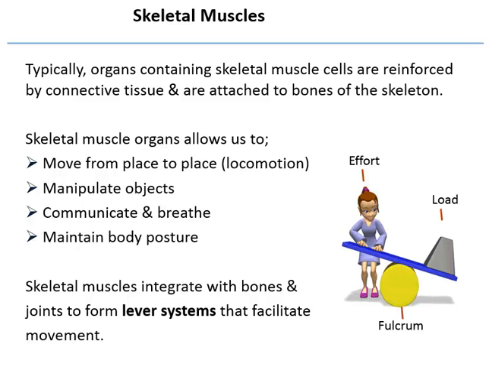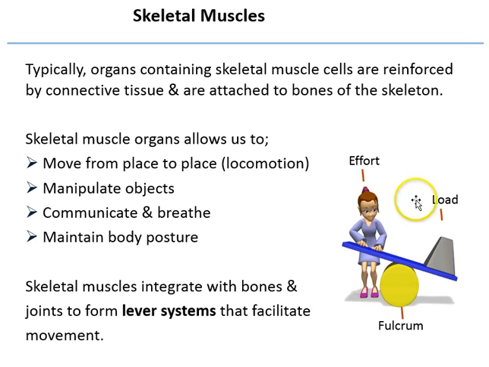Now, it's important to stress that skeletal muscles are organs. They're made not only of muscle tissue but also other tissue types such as connective tissue. Skeletal muscle organs fulfill a range of roles, as I've already hinted at. Firstly, to allow us to move from one place to another, that's locomotion, manipulate objects, communicate through speech and also breathe, and also to maintain body posture. Skeletal muscles integrate with the bones and joints of the skeleton to create movement by forming lever systems.